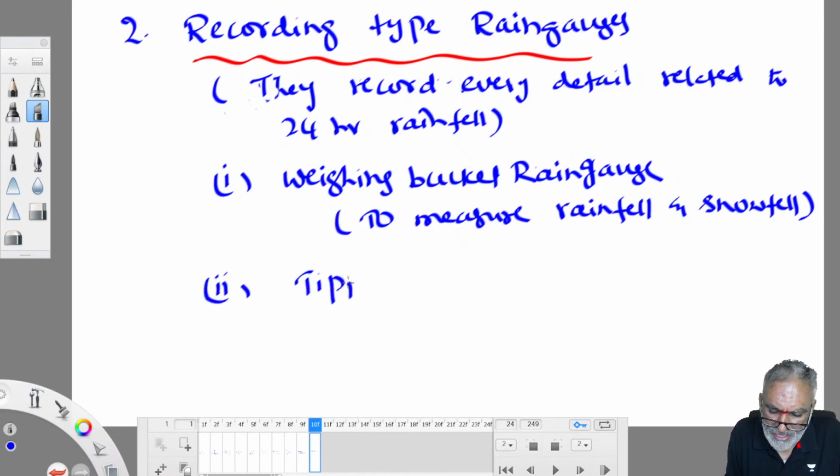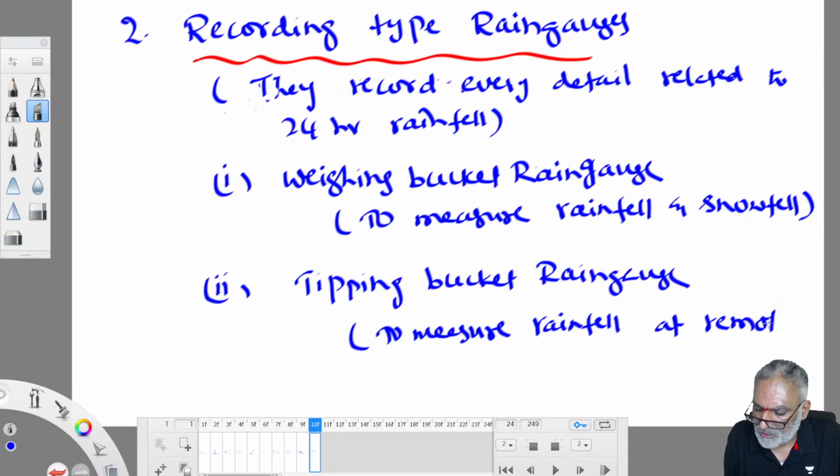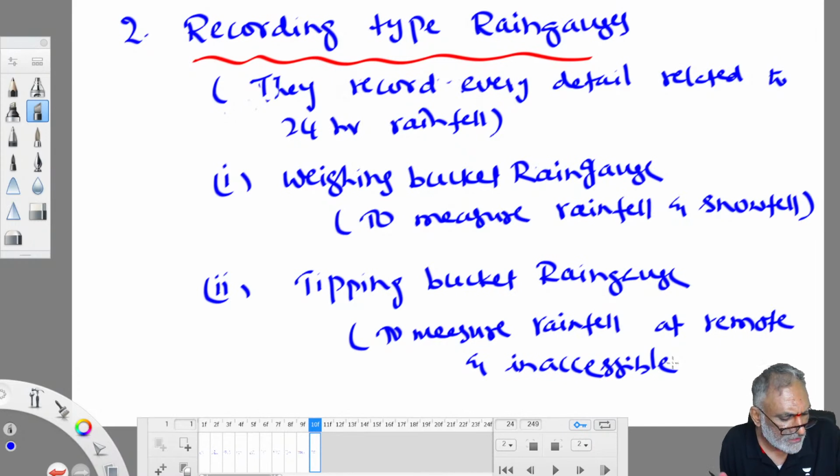And the tipping bucket type rain gauge is popularly used to measure rainfall at remote and inaccessible locations, where you cannot go every day to carry out the measurement. See, now, Himalayas, you want to measure rainfall. In a mountain region, you want to measure rainfall. Thick forest, you want to measure rainfall. Every day you can't go there. In such cases, we can use this tipping bucket type rain gauge.